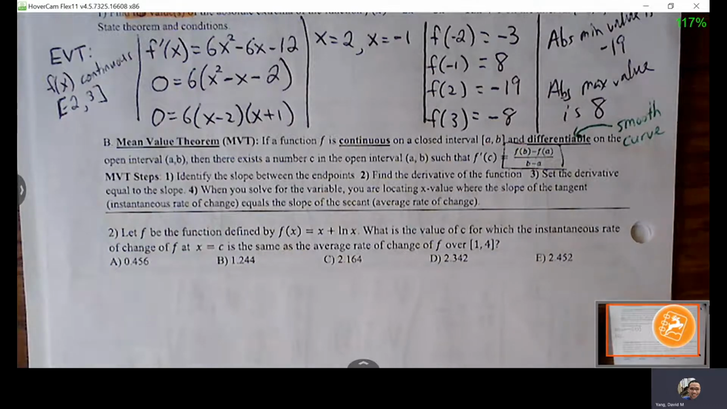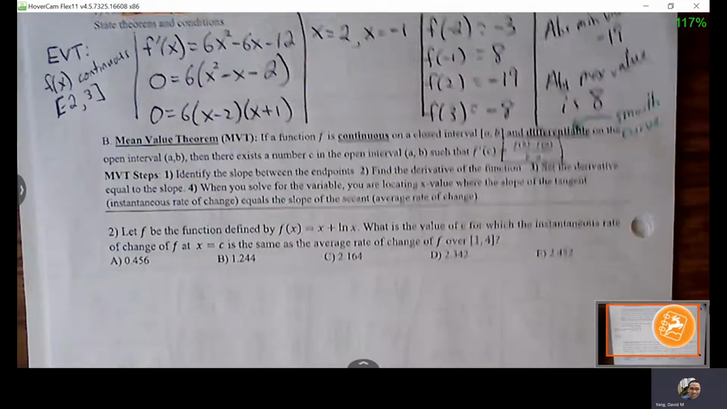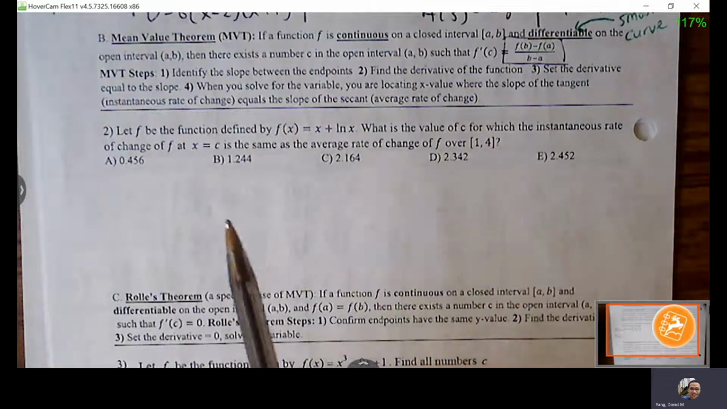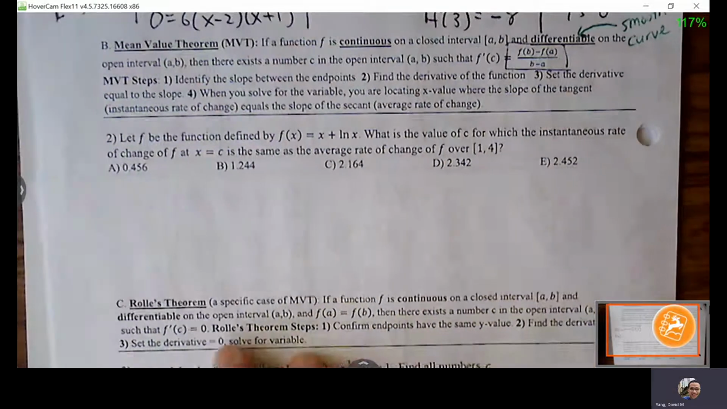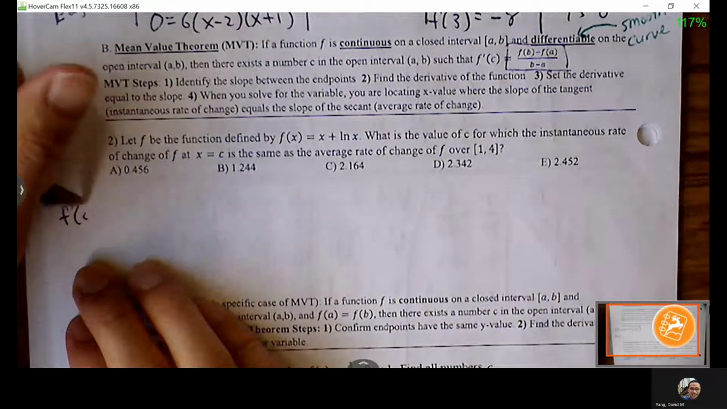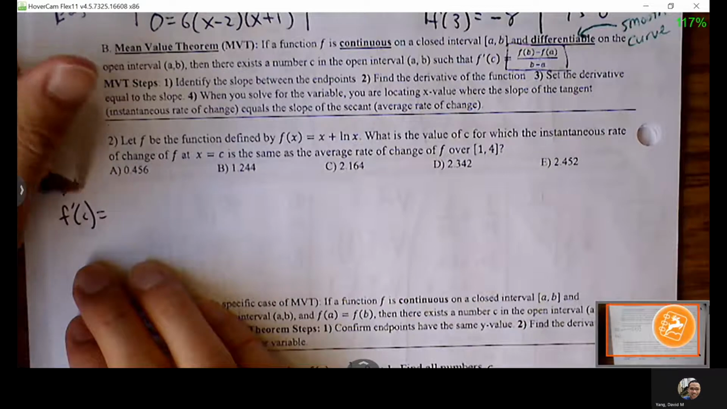Okay, let's look at number 2. Let the function defined by f of x equals x plus natural log of x. There's our curve. What's the value of c for which the instantaneous rate of change is the same as the average rate of change? Okay, so here's our formula for mean value theorem.